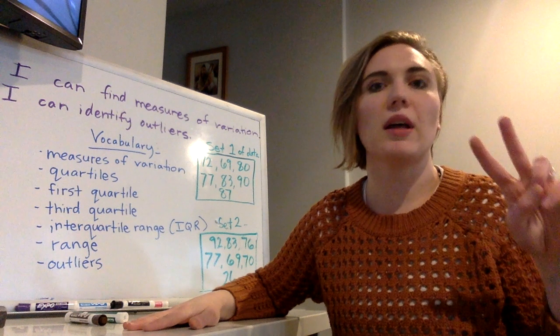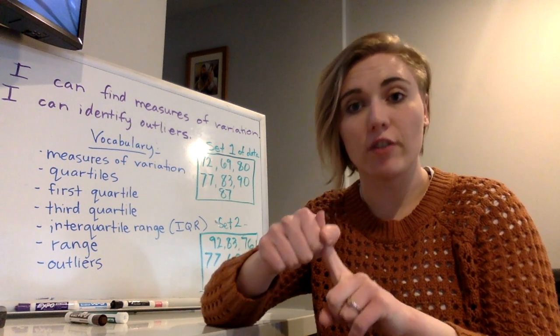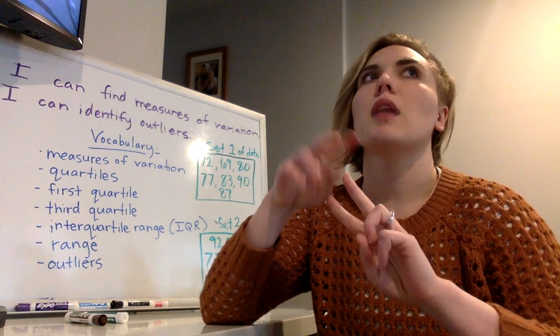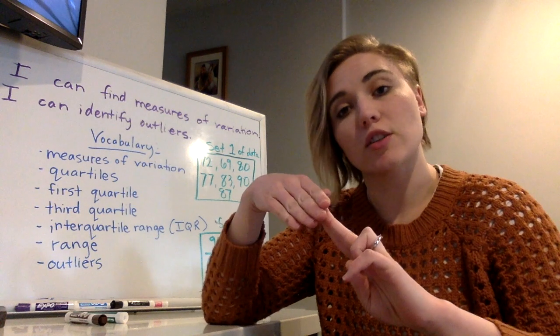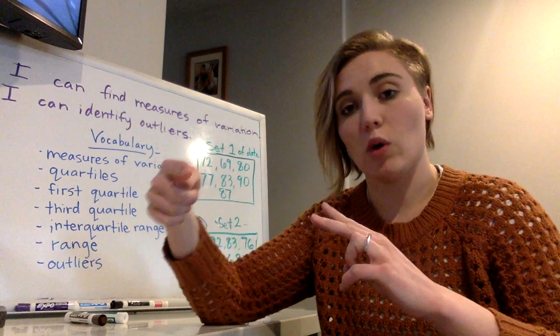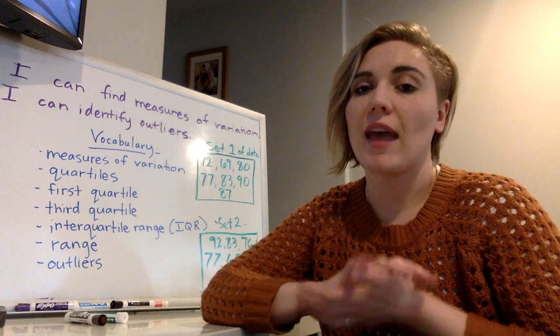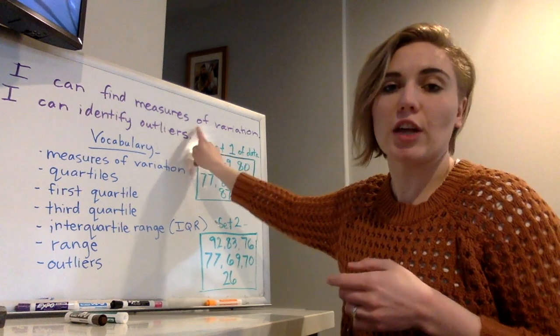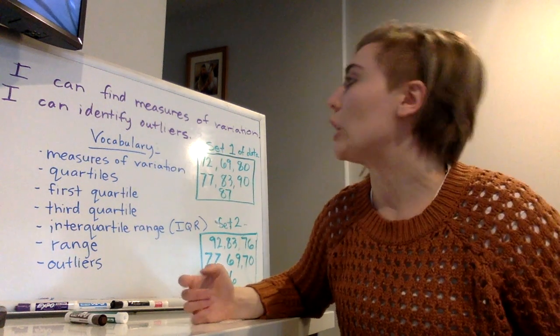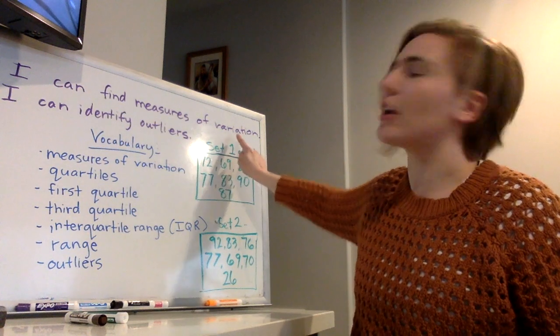The last two lessons have been on the mean, so finding the average of a set of data. The next lesson, which you should have gone over yesterday, was on median and mode. So we're building off of that now, and we're going to be talking about measures of variation. Our I can statement for today is: I can find measures of variation.